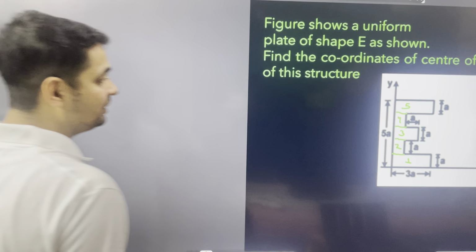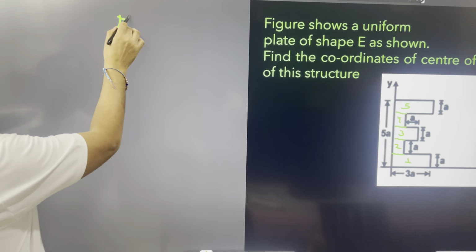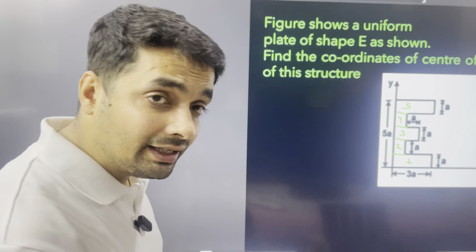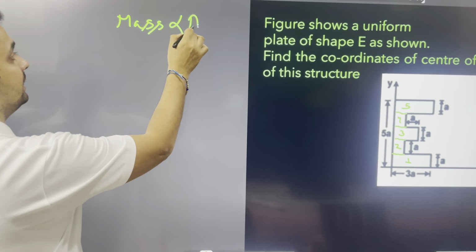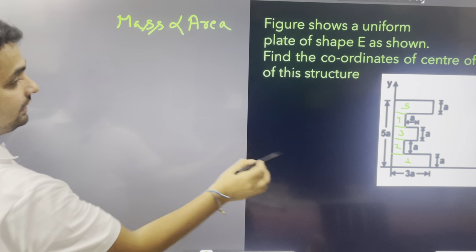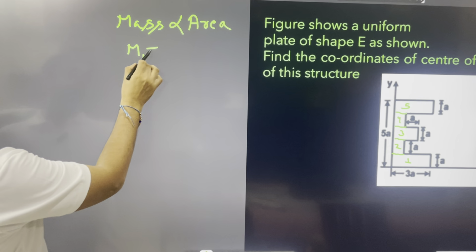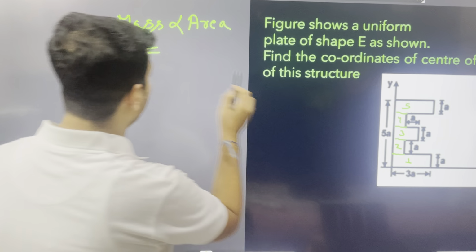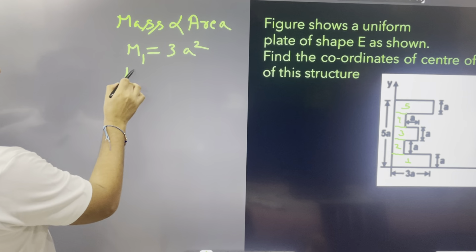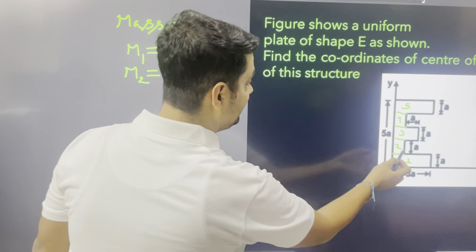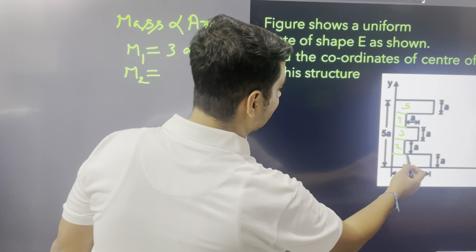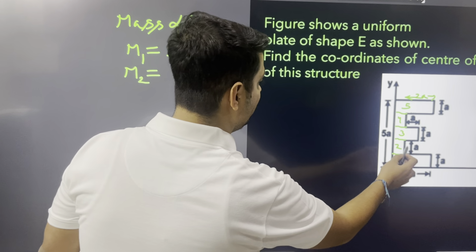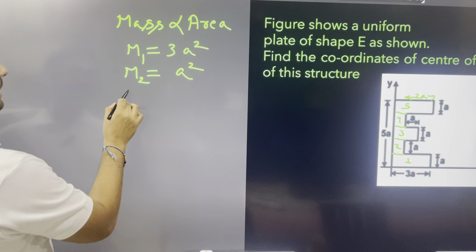So see here, first part, what is the area of this? A into 3a, 3a square. You should understand that this is a laminar, two-dimensional body with uniformly distributed mass over the area, so mass is proportional to area. So first we will find the m1 mass, proportional to area: 3a into a, 3a square. Same way m2: this length is a, and this is 2a, so a into a, a square. Correct?